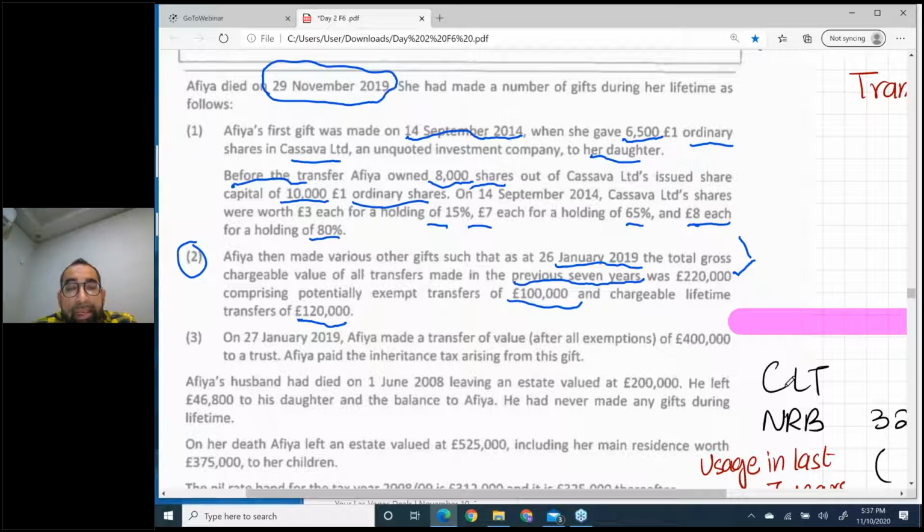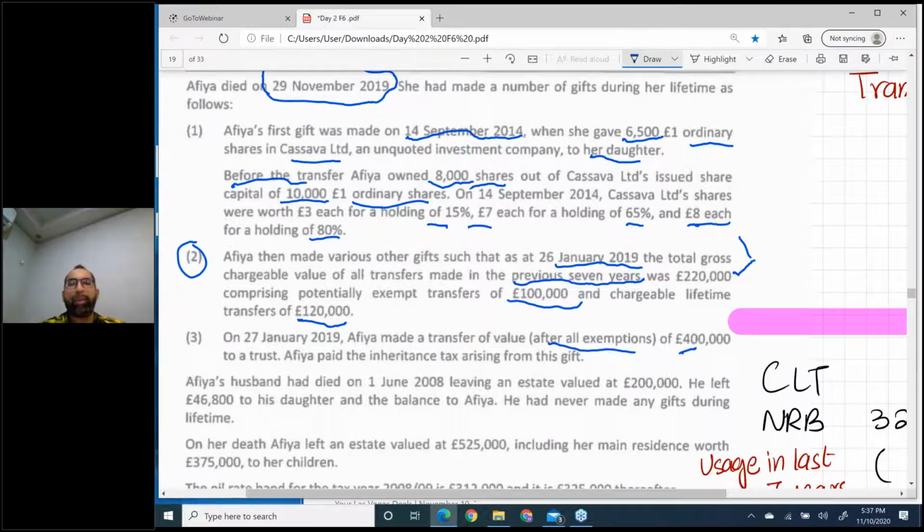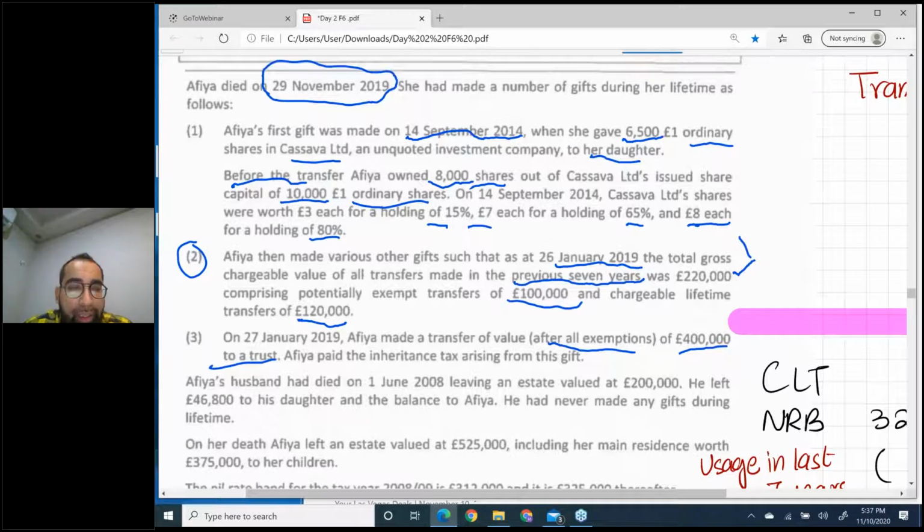Now, point number 3 is connected to point number 2. On 27th January 2019, AFIA made a transfer value, after all exemptions (thank God, annual exemption already deducted), of 400,000 to a trust. This is a CLT. AFIA paid the inheritance tax arising from this gift.